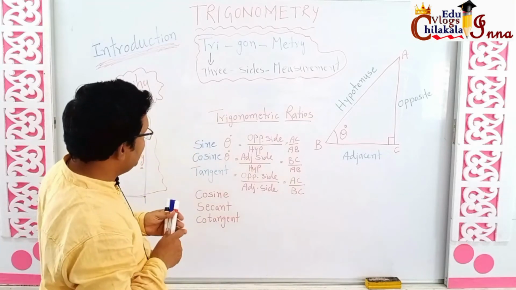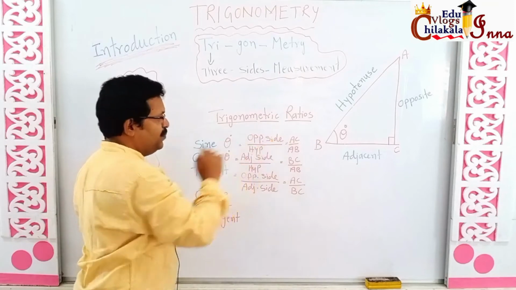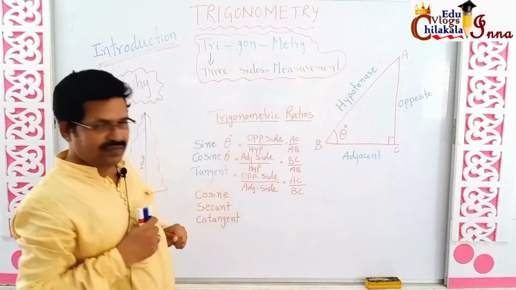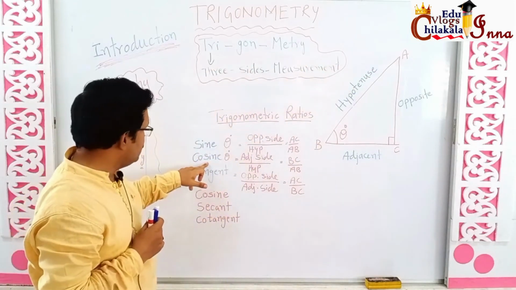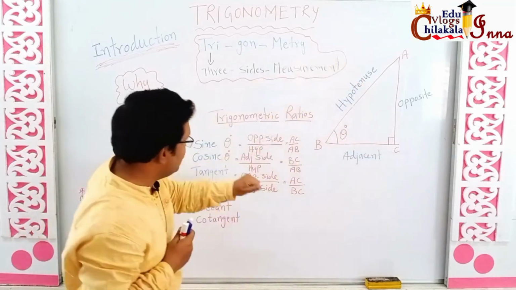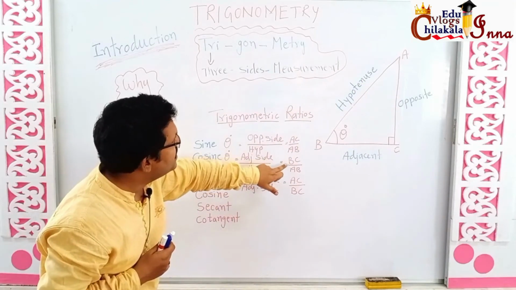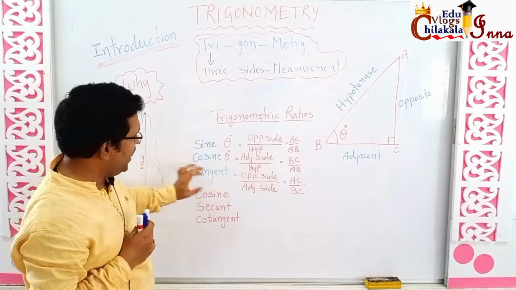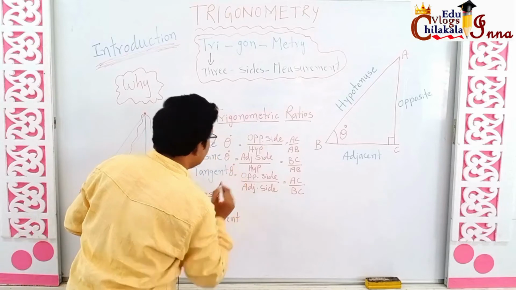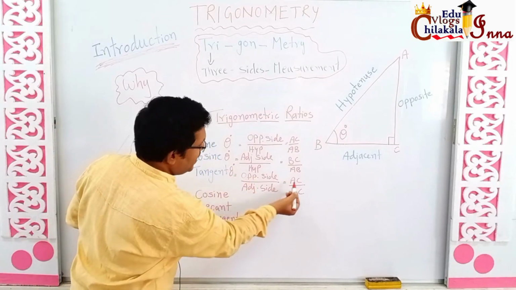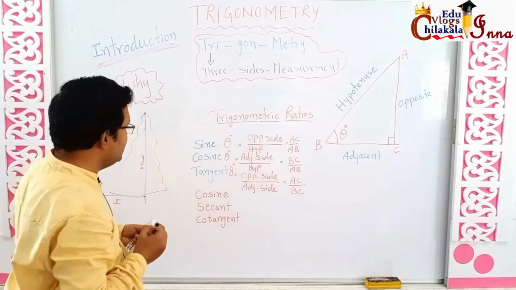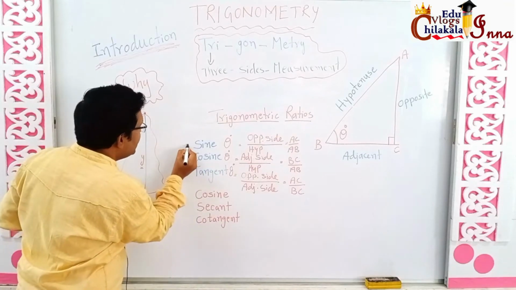Sine theta is equal to opposite side by hypotenuse. What is the opposite side? AC by hypotenuse. Very good. So what is cosine? Adjacent side by hypotenuse. That means BC by AB. So what is the tangent? Tangent of this theta is opposite side by adjacent side, AC by BC. Very good. After learning this much, let me tell you once again.